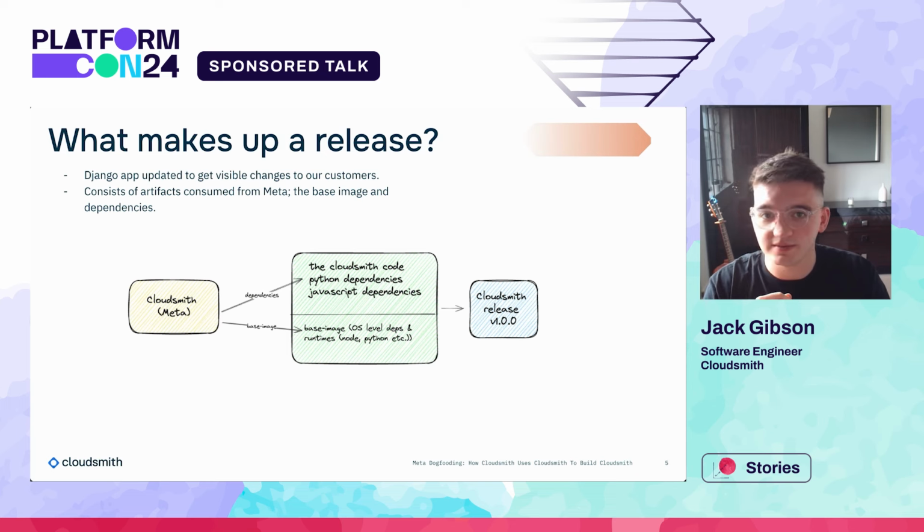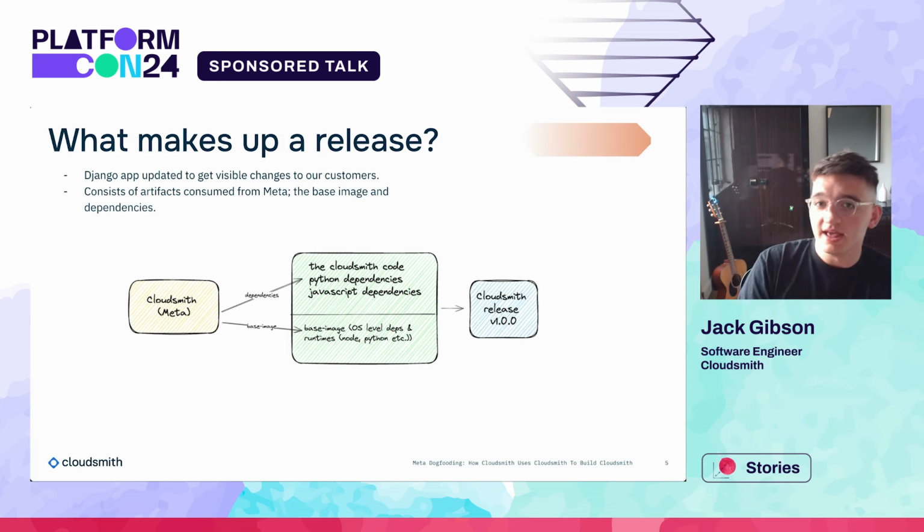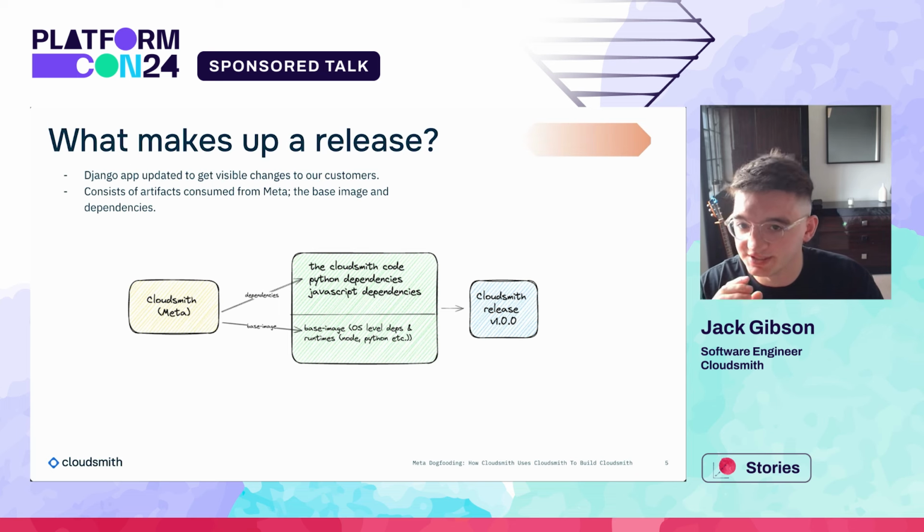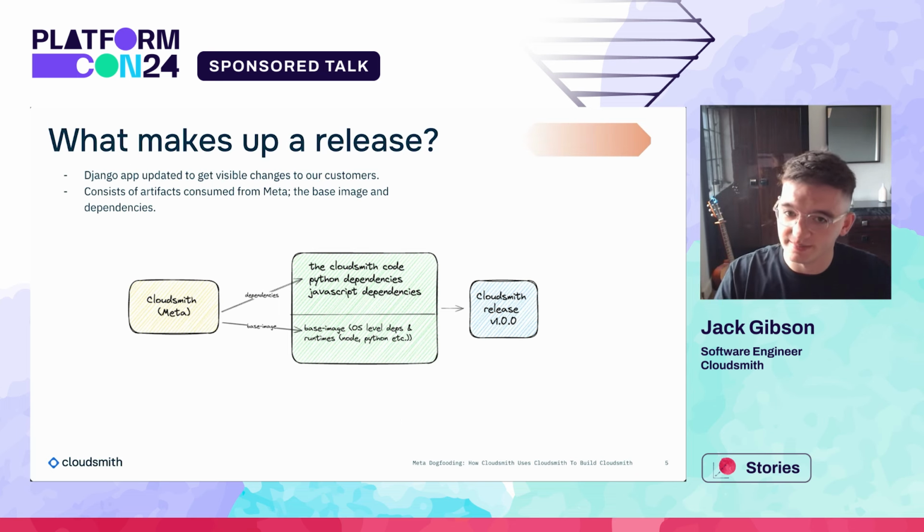So really, what makes up a release? The key thing to note here is that the Django app is generally what we're updating to get visible changes in front of customers. And let's have a wee quick look inside. I've pretty much covered everything I'm going to say here, but it's the base image. It's pulling from our own deployed Cloudsmith Meta. And that's an image that we have built ourselves, and we store it on Meta.